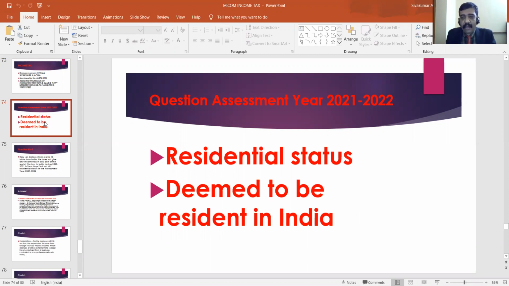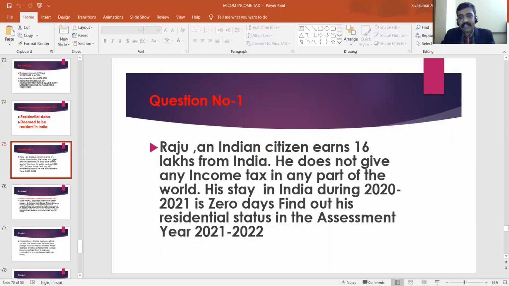Until now, the residential status of an individual has been classified into three types: one is resident and ordinary resident, second, resident but not ordinary resident, and third, non-resident. Now, there's another residential status from the assessment year 2021-2022 that is known as deemed to be resident in India. Therefore, now we have to discuss some questions related to deemed to be resident in India.